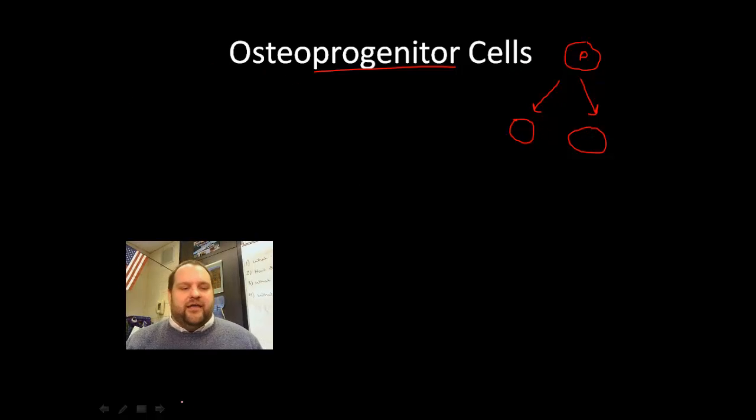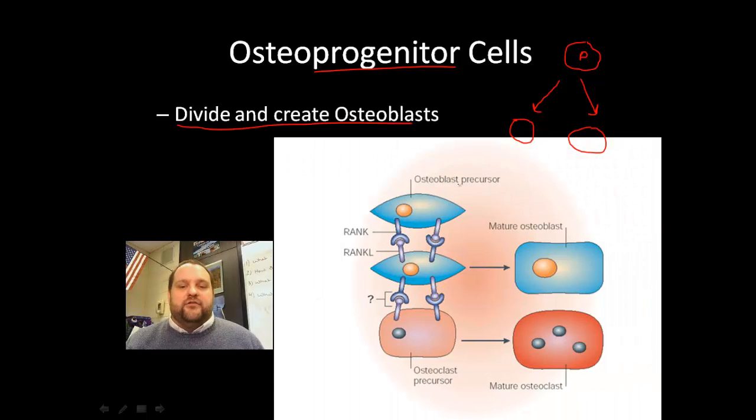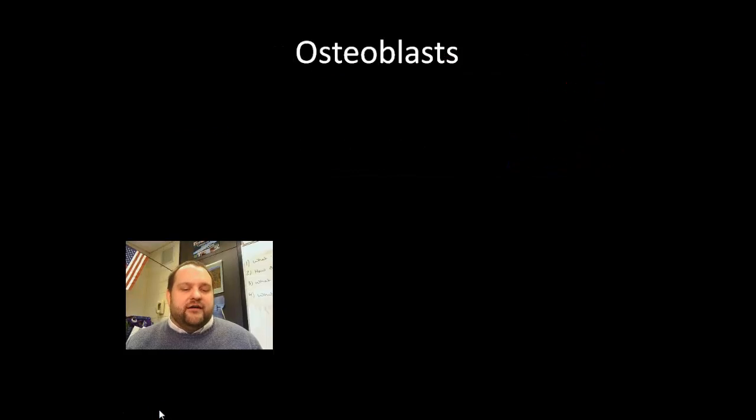Bones work the same way. They have osteoprogenitor cells. And what they're going to do is they're going to divide and create these things called osteoblasts. So here's our progenitor cell. And as it divides, oh, by the way, they call it a precursor. We're going to call it a progenitor. So what happens is, as it divides, it's going to mature into an osteoblast. So it eventually divides and becomes an osteoblast. So that's the first one, an osteoprogenitor cell.